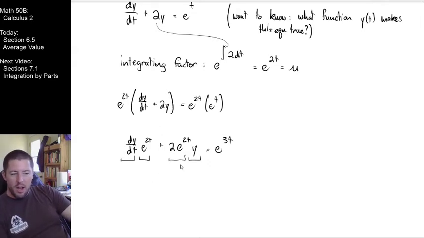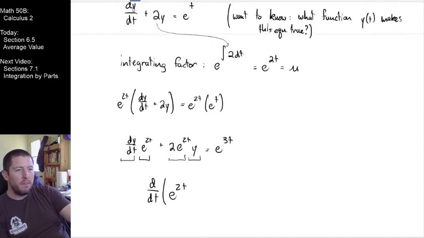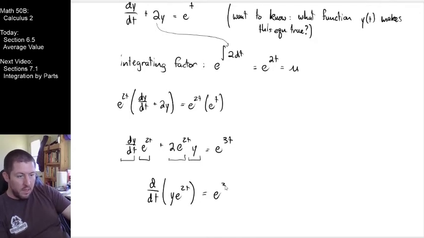So I know a way now that I can rewrite this left-hand expression. This is the derivative with respect to t of y, the term that got left alone, and the e to the 2t. Let me write this in a more normal order: y e to the 2t equals e to the 3t.